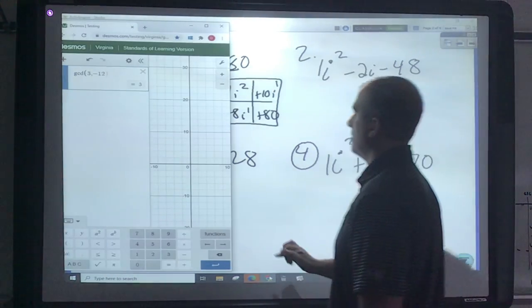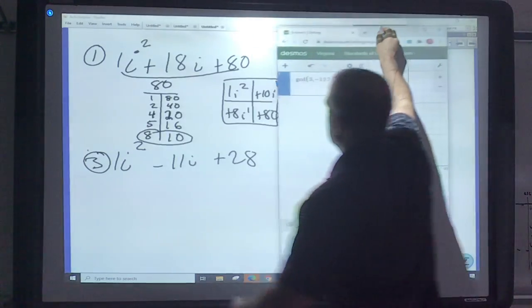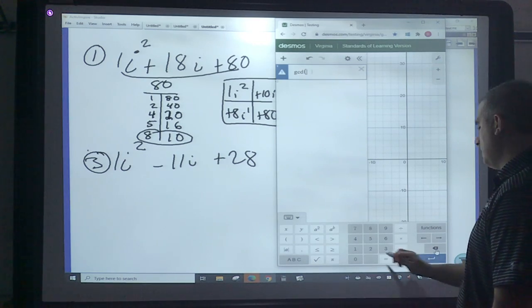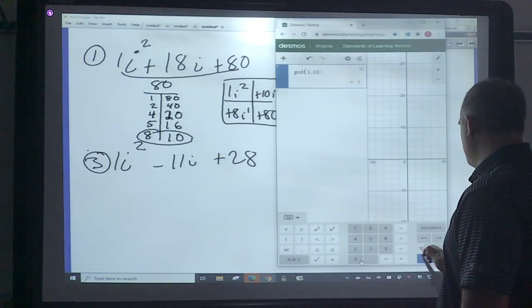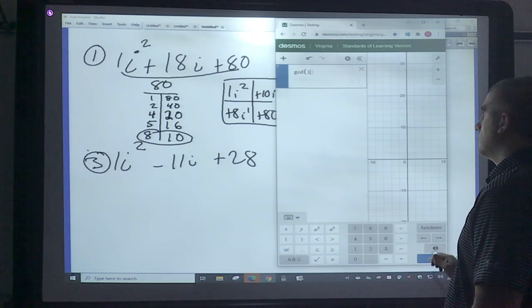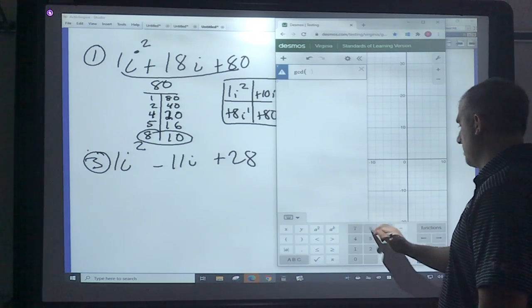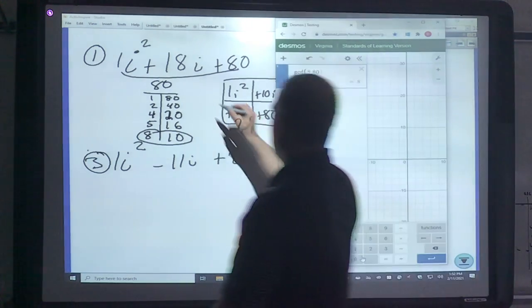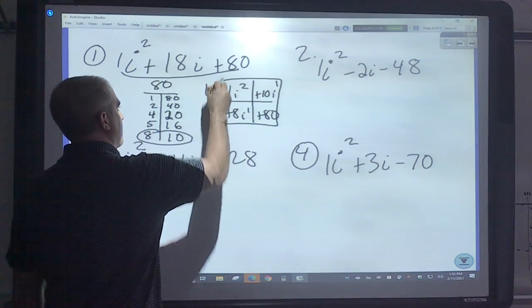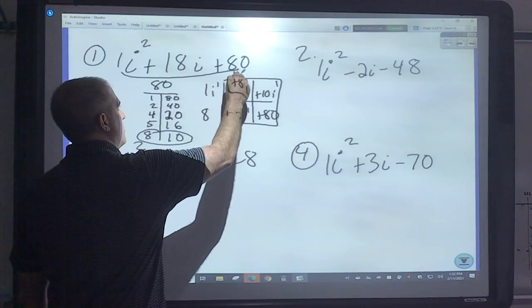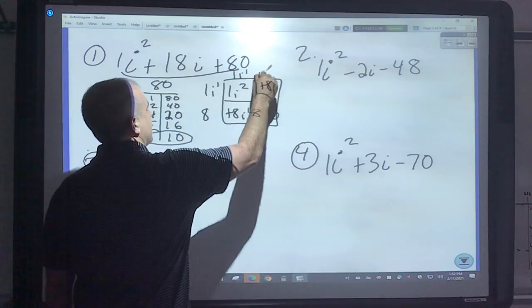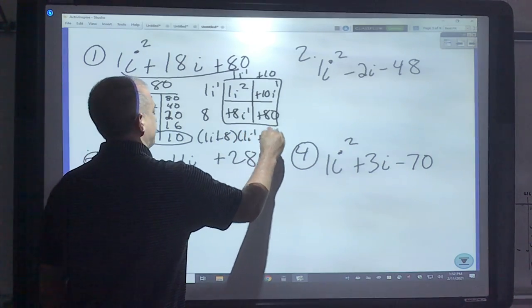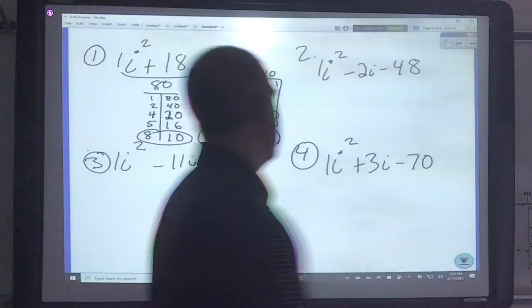So what I would have here, GCF-wise, is 1 and 10 is 1. 8 and 80 is 8. So this would be 1 and 8. This has an i to the first, this doesn't have an i. 1 times 1, i to the first would give me that. 1 times 10 would give me that. So 1i to the first plus 8, 1i to the first plus 10. Moving on to this one.